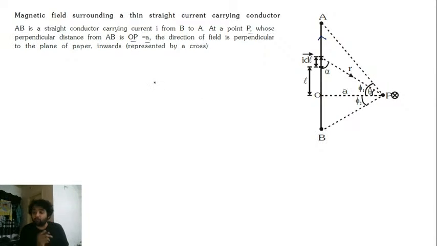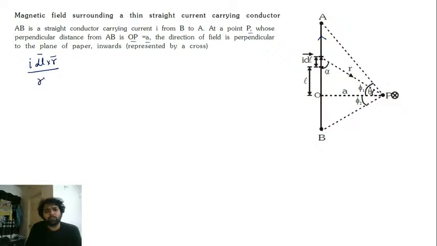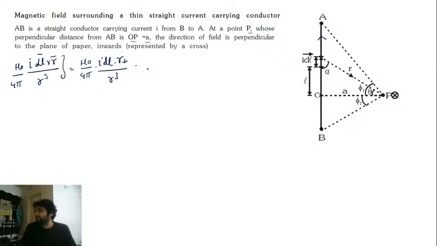But remember, whenever you have cross product involved, perpendicular distance will be used. Like torque R cross F, you will simply write R perpendicular into F. Similarly, here it is dl cross r. I into dl cross r by r cube. No? This is what we got. So I can also write this as mu naught by 4 pi into I dl into r perpendicular by r cube. You can also write it this way.